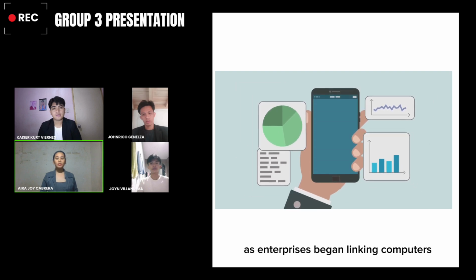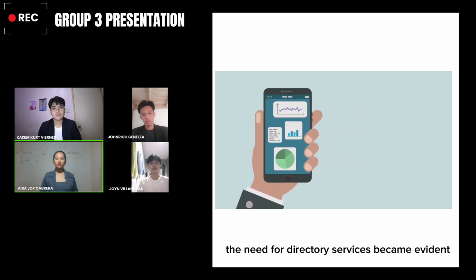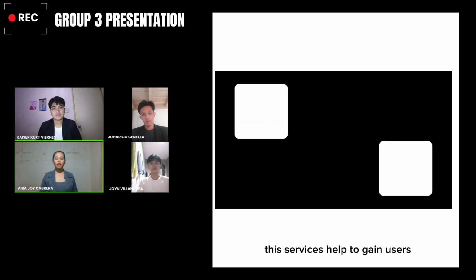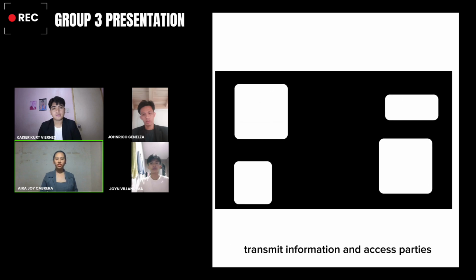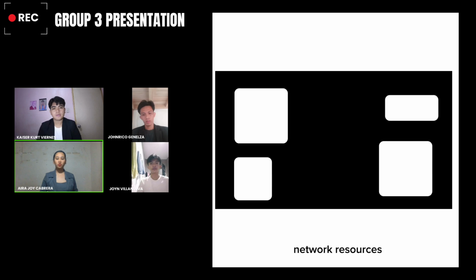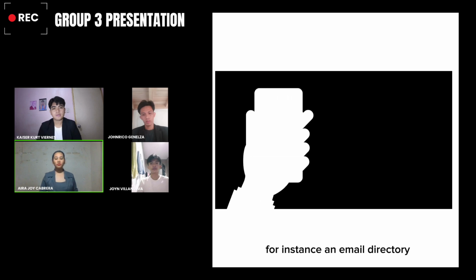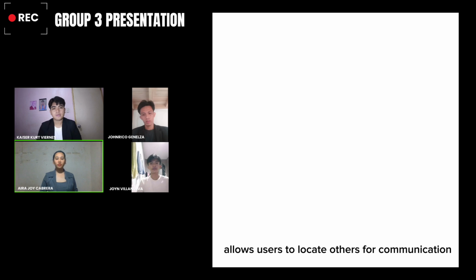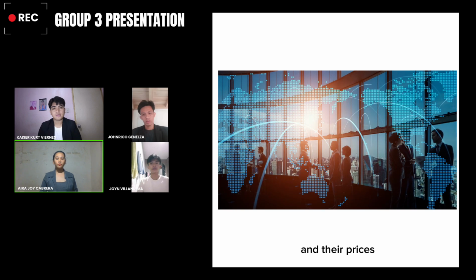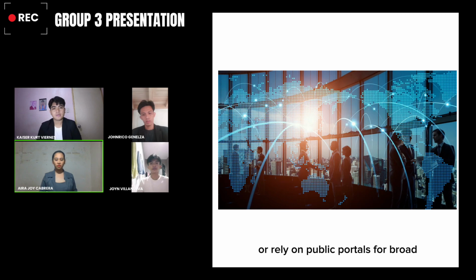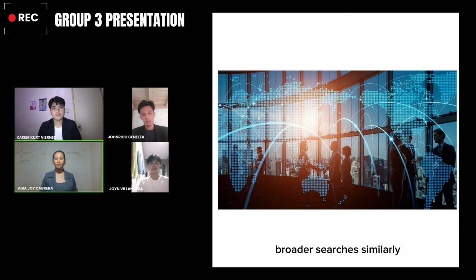As enterprises began linking computers, the need for directory services became evident. These services help locate users, transmit information, and access parties' network resources. For instance, an email directory allows users to locate others for communication. Enterprises often maintain unified email directories or rely on public portals for broader searches.